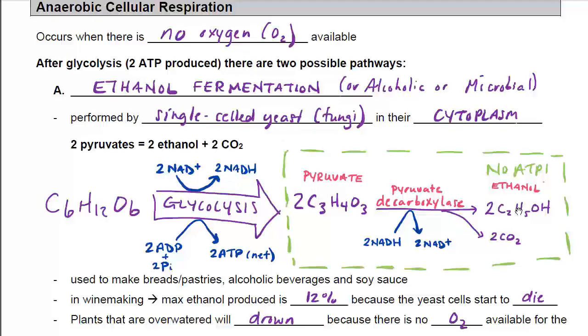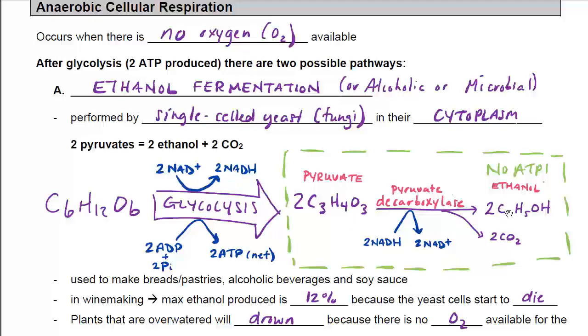You throw some yeast in there, they munch away on the sugar that you give them. They end up going through glycolysis quite successfully. Once they have all their pyruvates, because they cannot go through oxidative respiration, the oxygen runs out, they're going to go through ethanol fermentation instead.